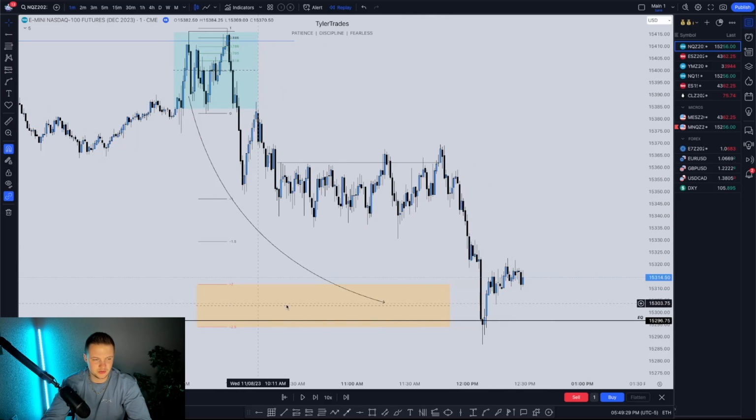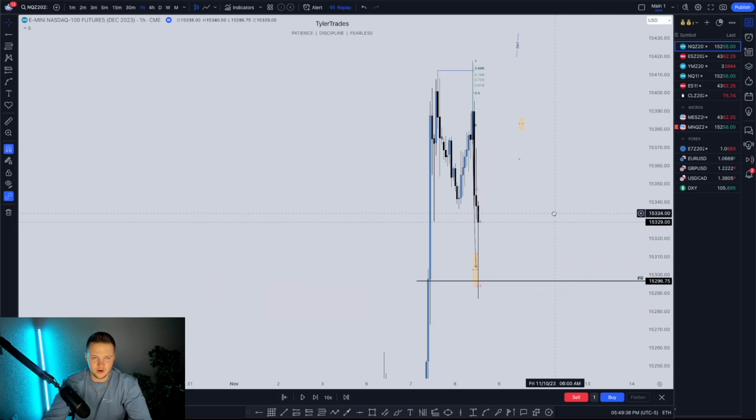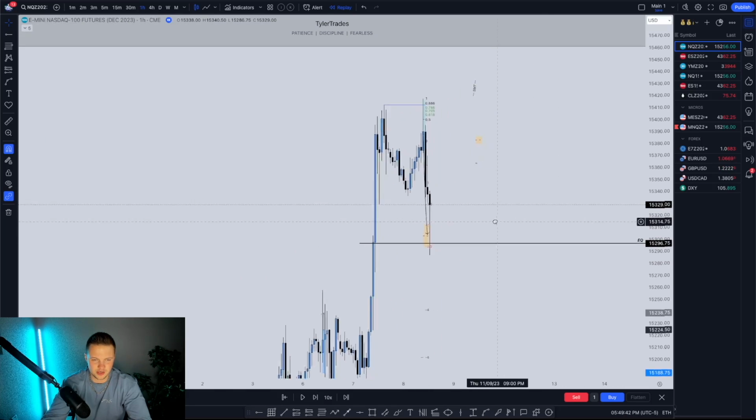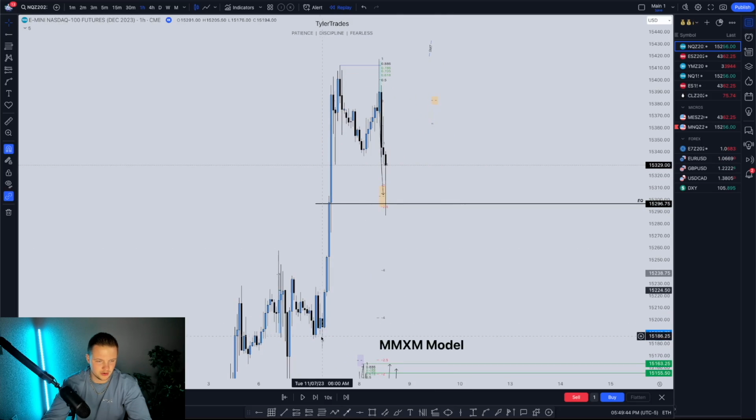It comes down to the 2 to 2.5 standard deviation, yes, but what is also at that standard deviation level? If we jump up to the 1 hour chart, we know that we want to look for the best longs in discounted price ranges. So on this 1 hour chart, from this swing low to this swing high right up here, this is actually equilibrium.